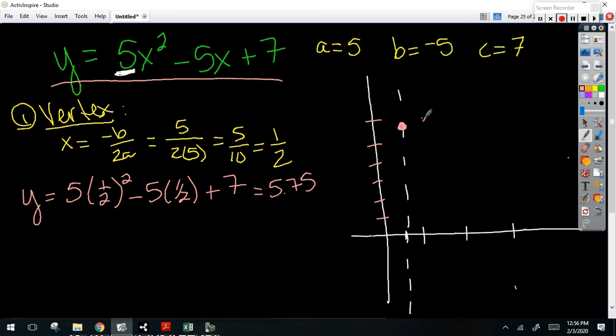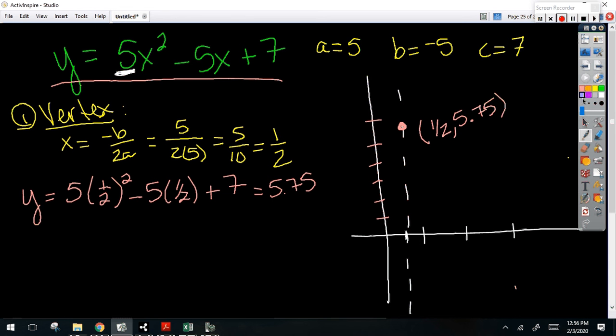Somebody, anybody? Somebody. 1/2, 5.75. So if I asked you what's the vertex, you would say 1/2, 5.75. Is anybody confused?